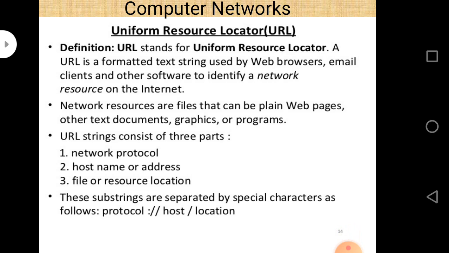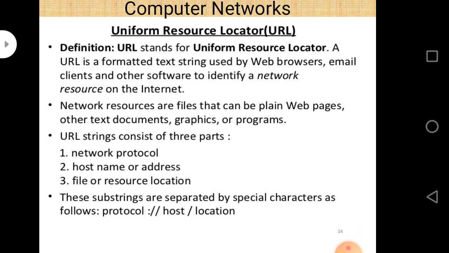So let's start first. There are some terminologies which may be asked in your examination. So URL, all of you are very much aware of all these terms, but since these are part of your syllabus, here I take a quick revision of all these terminologies.